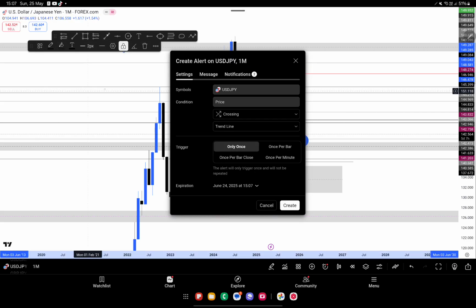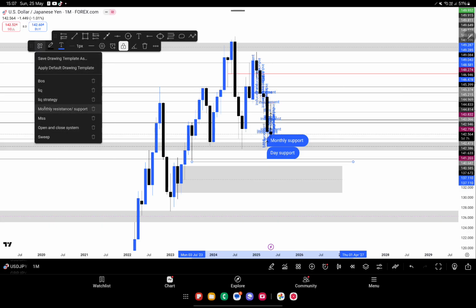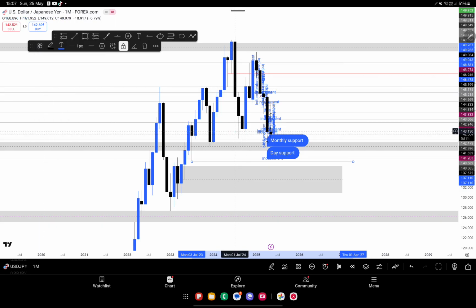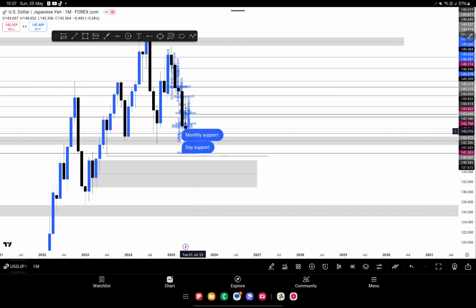And this should be inducement. Price can very well just tap into this support and move up again, but at least we know that it's coming down. It's definitely coming down there, and then wait for the end result before deciding if we're going to buy or we're going to sell.